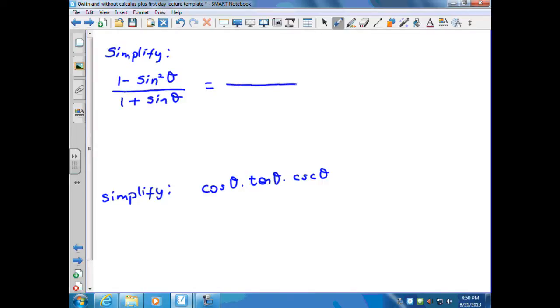So on the top I see difference of two squares, 1 minus sine squared, and we can write that as 1 minus sine times 1 plus sine, and the bottom is 1 plus sine. And we can cancel the 1 plus sine factor from the top with the 1 plus sine on the bottom. So here we have 1 minus sine theta as our answer.